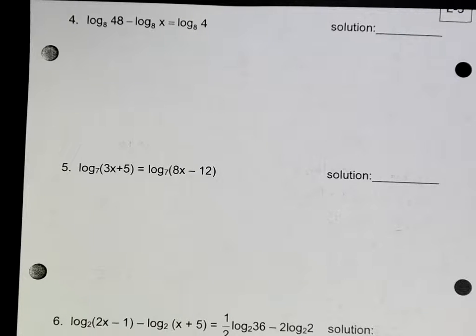When you subtract, it's going to be log base 8 of 48 divided by x. Again, if you subtract, you can divide. So you can condense these two logarithms into one by dividing 48 by x.